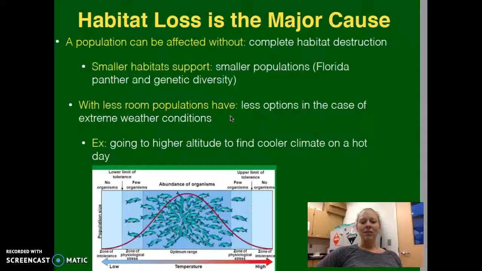this is going to affect the population size and the biodiversity, because you're starting to push these animals or organisms and plants into this range of physiological stress where they can still survive, but they are not doing much more than surviving. They're not necessarily reproducing. So with optimal amounts of land, you're going to have optimal conditions and larger populations.